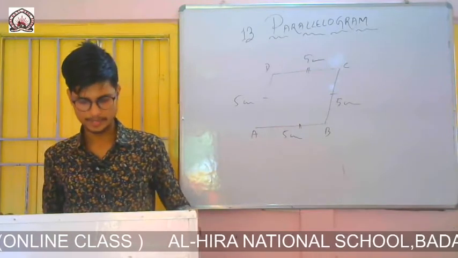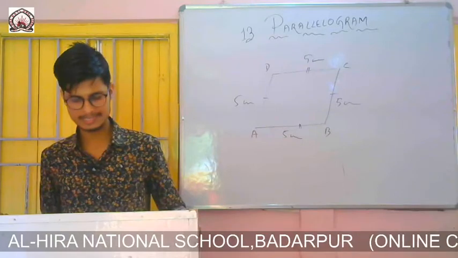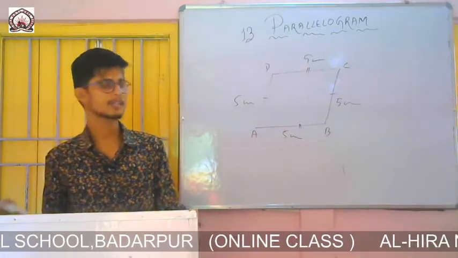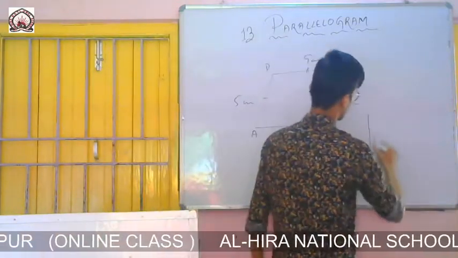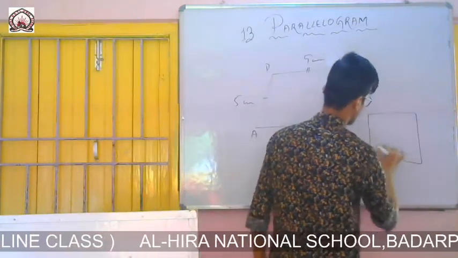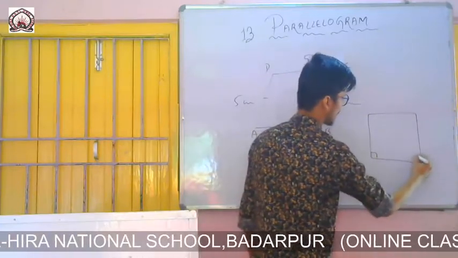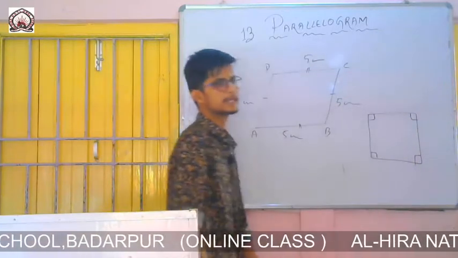Then a square, a parallelogram in which all four sides are equal and all four angles are right angles. All four sides are equal, same like a rhombus, but the only difference is that in case of a square all the angles are 90 degrees each.